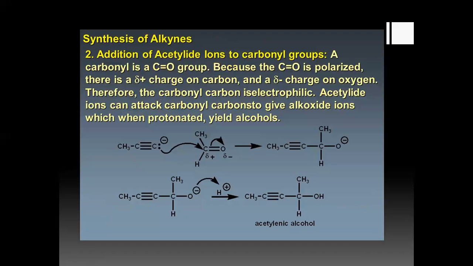Then the addition of acetylide ion to carbonyl groups. When we treat acetylide ion with the carbonyl, this lone pair of the carbon will attack this carbon of the carbonyl group, and this bond will shift onto the oxygen. And then in the second step, we will do its protonation. This negative charge of the oxygen will attack the hydrogen and it will convert into acetylenic alcohol.